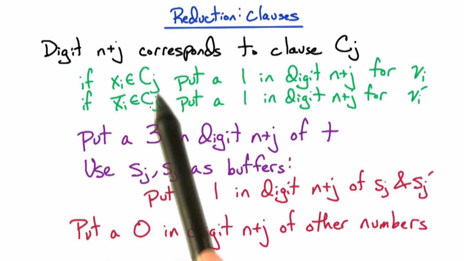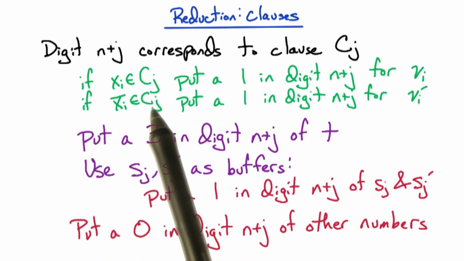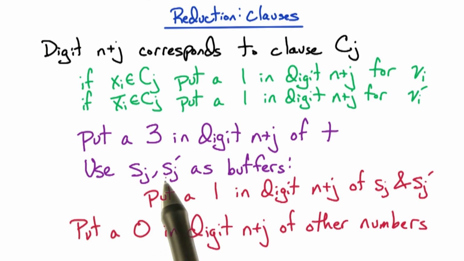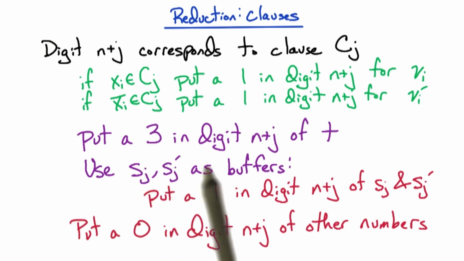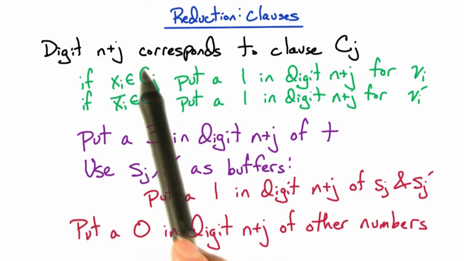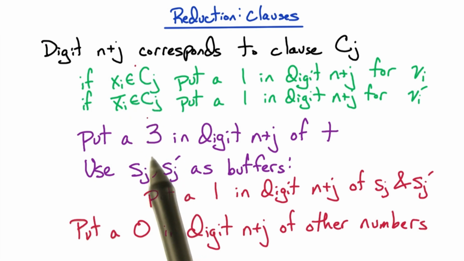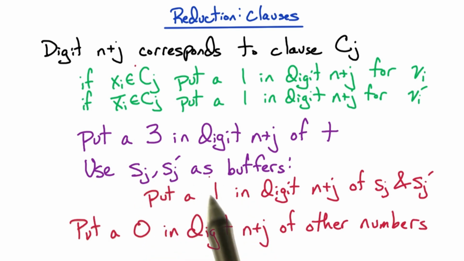If exactly 1 or 2 of these literals are satisfied, then using these buffer numbers, we get the desired sum of 3 in this digit. But if none of the literals in this clause are satisfied, then there's no way to achieve a sum of 3 in this digit, because the sum of these buffer numbers only adds up to 2.